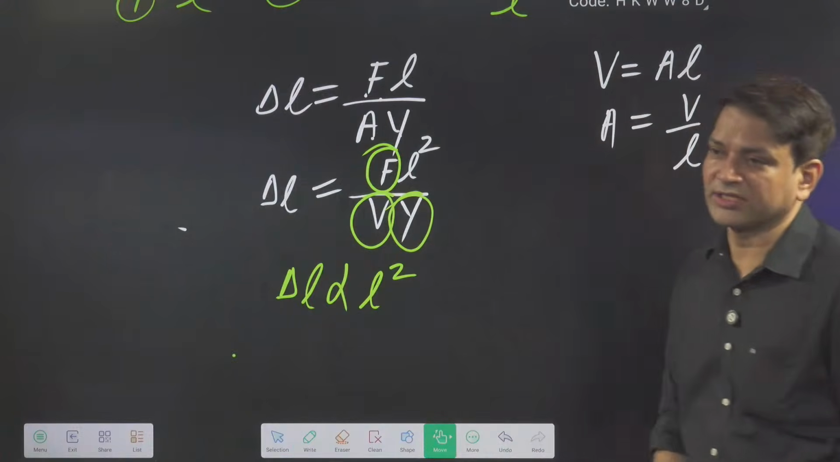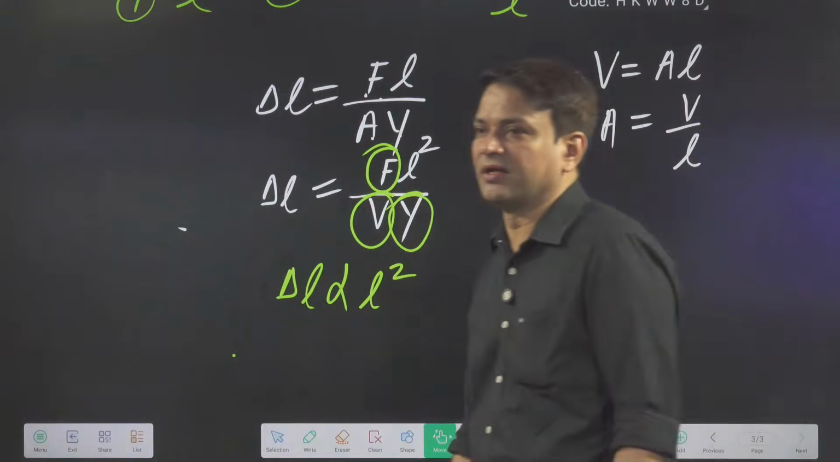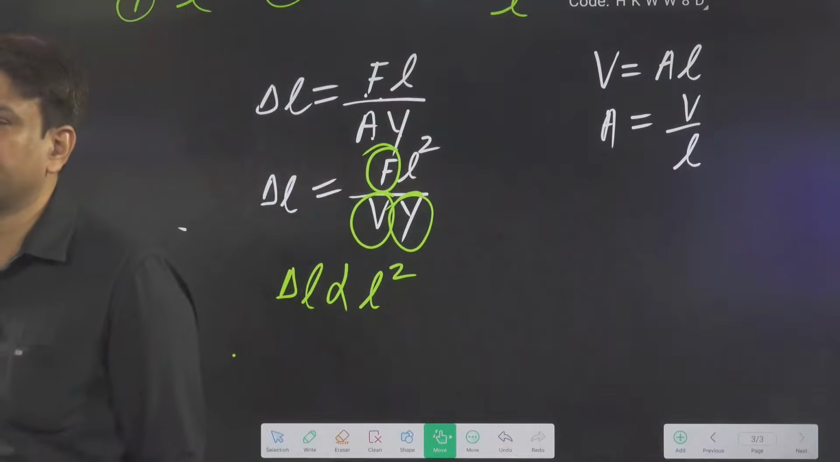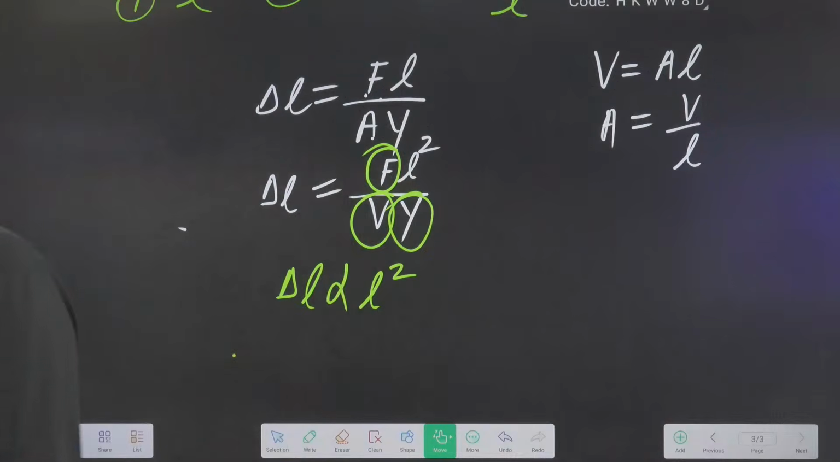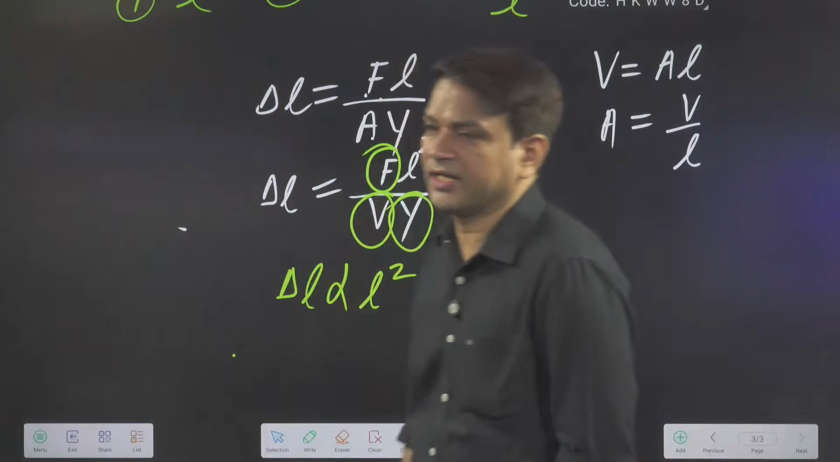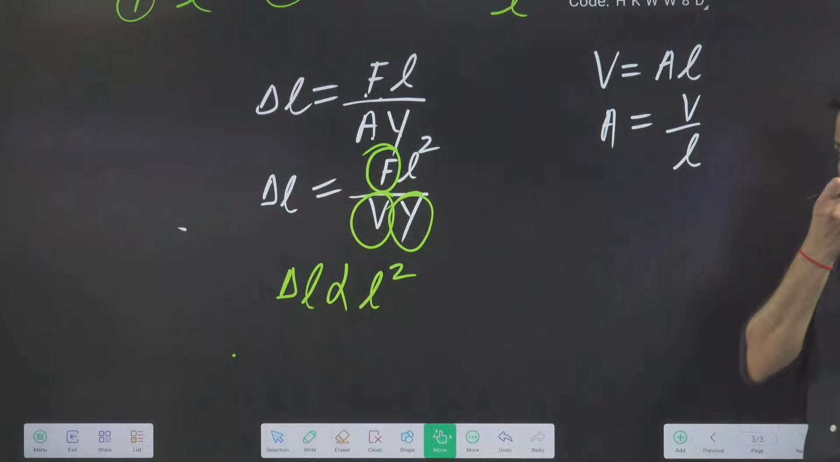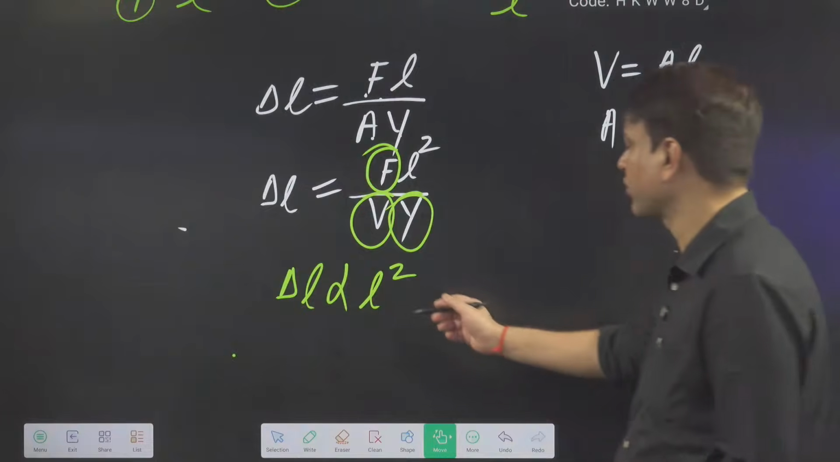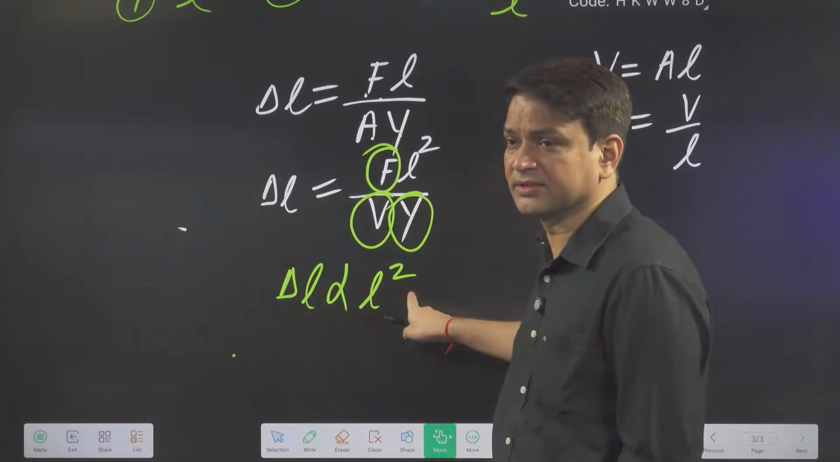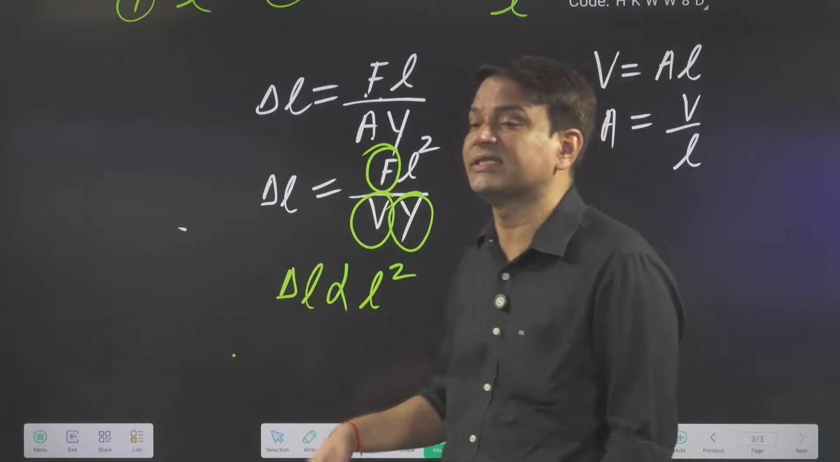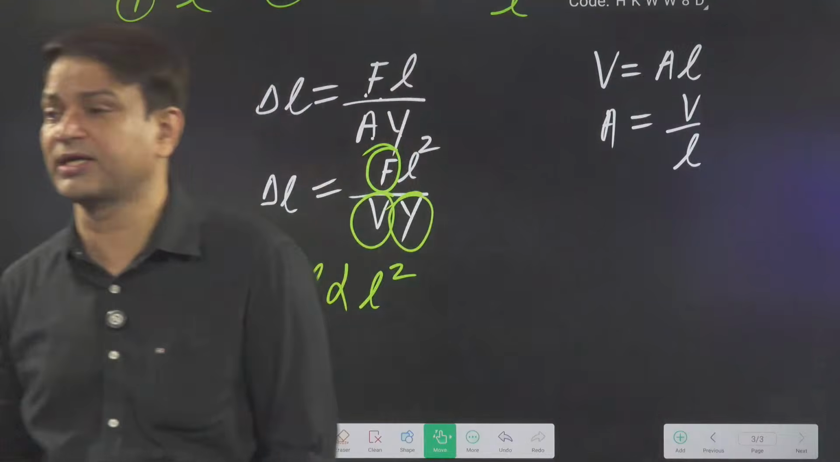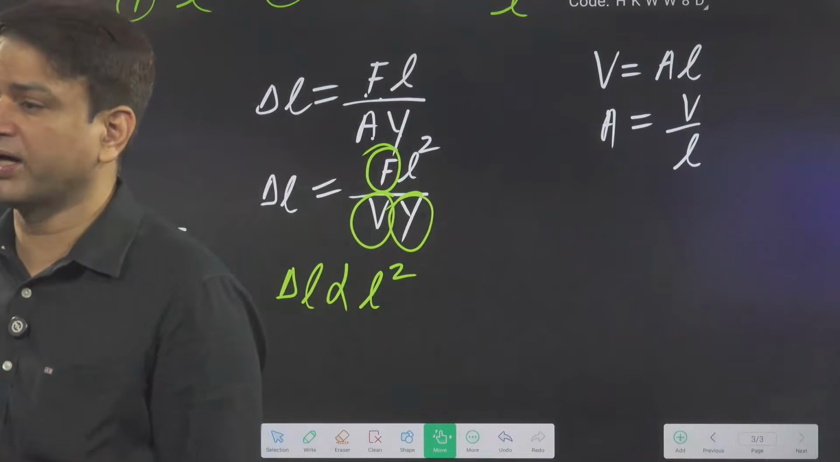So if I ask what is the graph between delta L and L? Parabola. Why? Because suppose I am plotting delta L on Y and L on X, so Y is equal to C X square. Y is equal to C X square is a parabola symmetric about the Y axis.